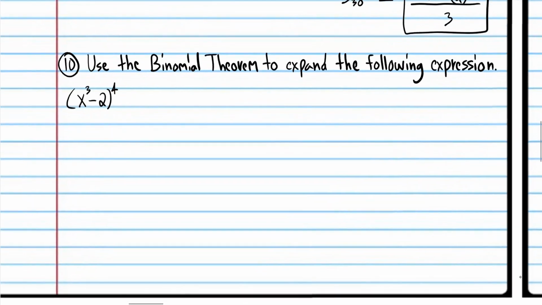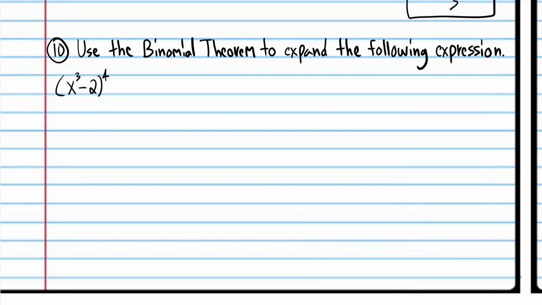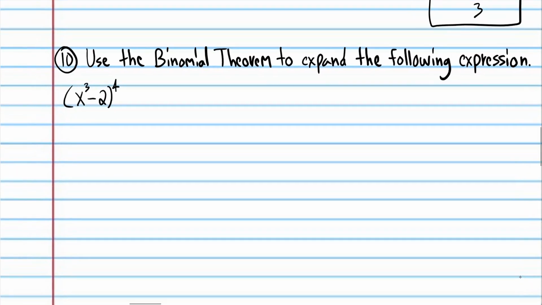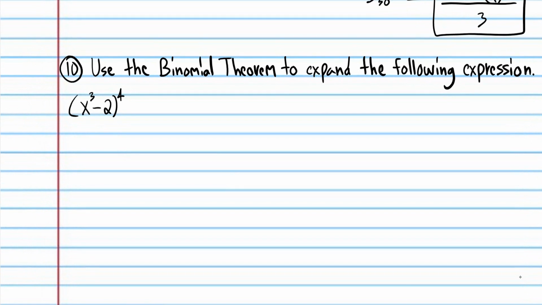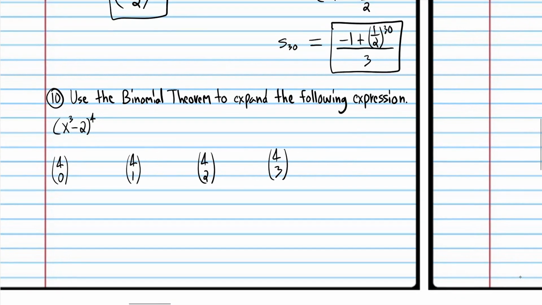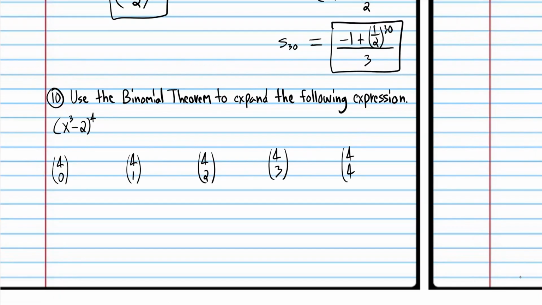So go ahead and try number 10. When you come back, we'll do it together. Alright, we're back. So let's start with our combinatorics. So 4C0, 4C1, 4C2, 4C3, and 4C4.